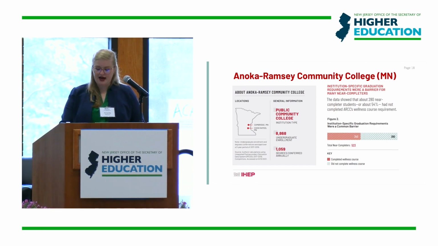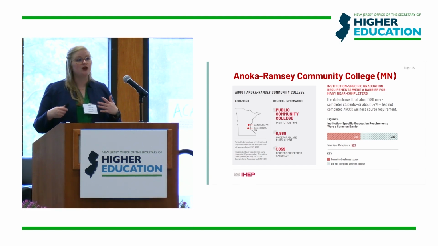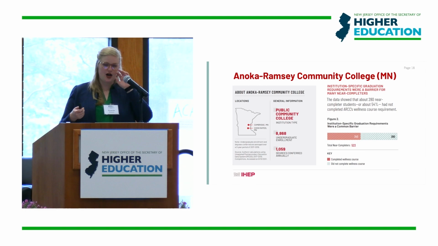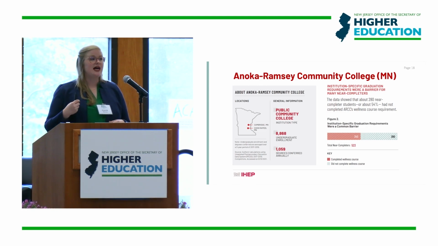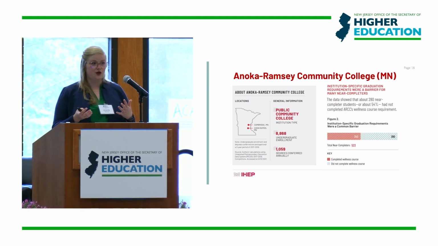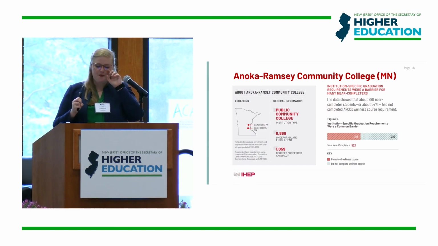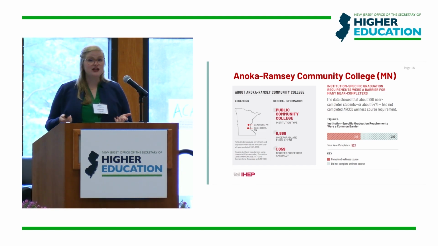The last example I'll provide is Anoka Ramsey College in Minnesota, and they were able to explore some of the anecdotes they heard on campus through their data. Students often noted that there was a health and wellness requirement that was a barrier to success for them that wasn't included in the transfer curriculum for the state. One team member referred to it as an open secret, that it was an obstacle, but there were some faculty on campus that felt pretty strongly about maintaining that requirement.